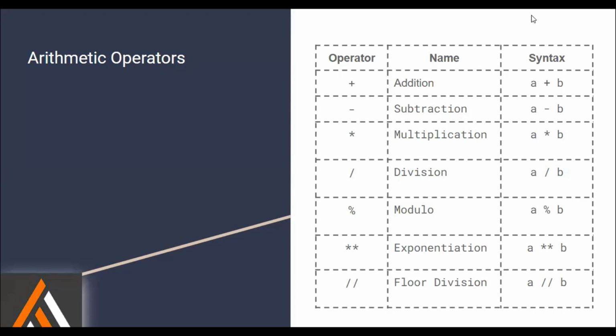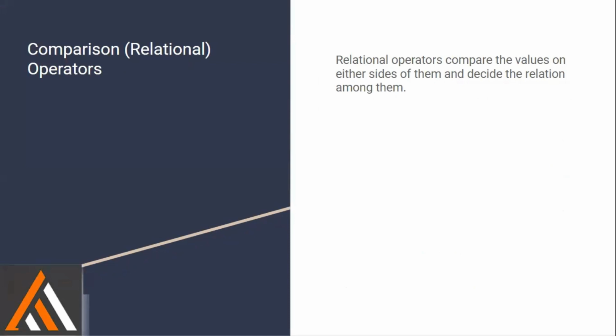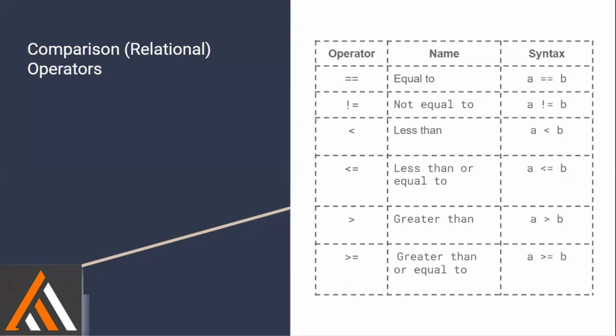Now we will go ahead with the relational operators. Relational operators help us to compare the values on either side of the operator. They also help us to create a relation between two entities, and this forms the basis of creating conditions in the program. So here is the list of operators which come under relational operators. We will also see their execution on the Python shell.